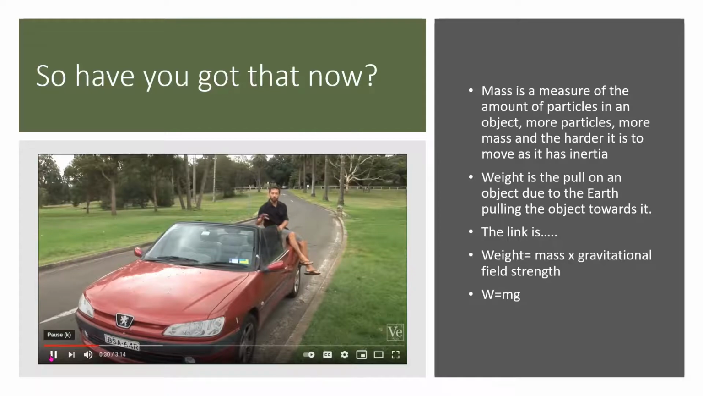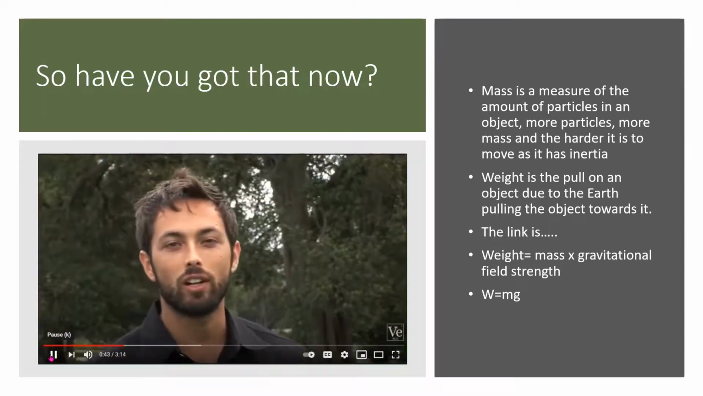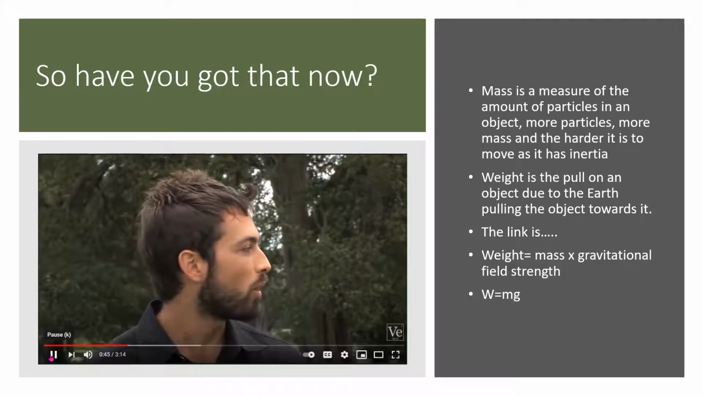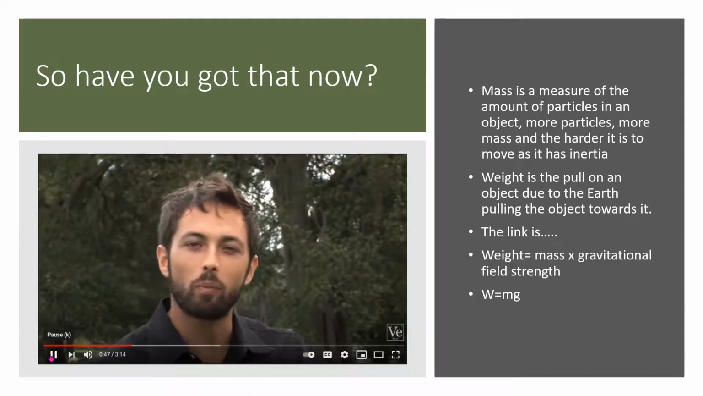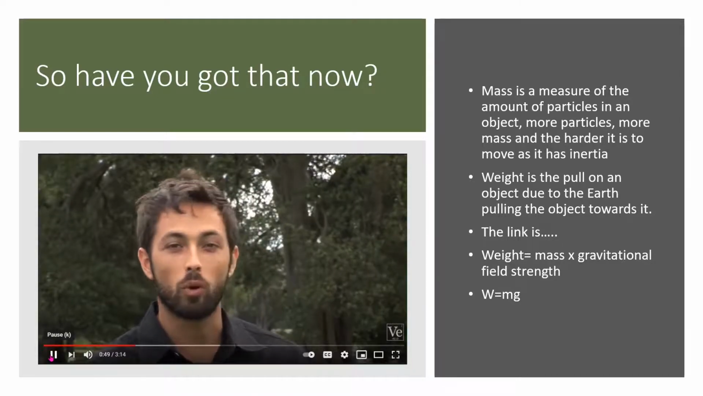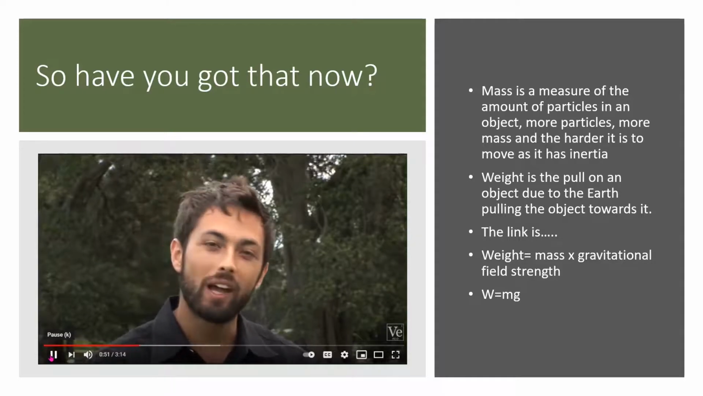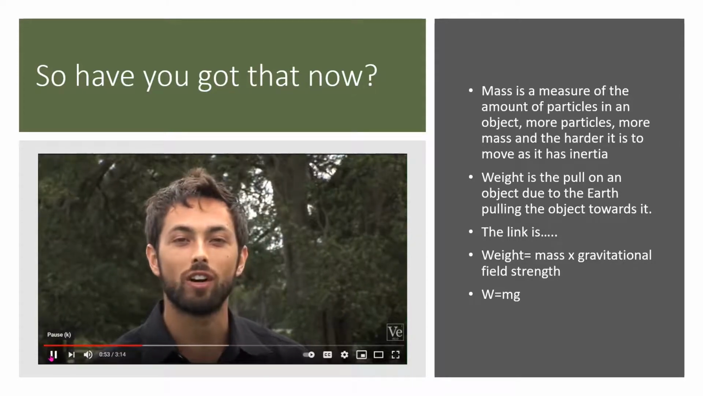Mass refers to the amount of matter in an object, whereas weight is a force. It's the gravitational attraction that the object feels towards, in this case, the Earth's center. So I've got a little experiment today where I brought my car out here. I'm going to ask some people, why is it difficult to push my car? And my bet is their answer will be because the car is heavy.